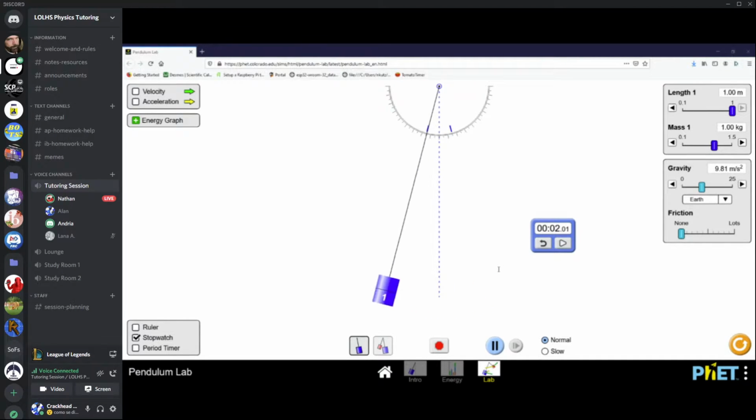And then part 2, varying the length. This is out of the 3 trials. This is the only one that should affect your period, because if you look at your equation, T equals 2 pi root L over g, the only things that affect your period are gravity, which isn't changing, and length. So length is the only one that affects your period.